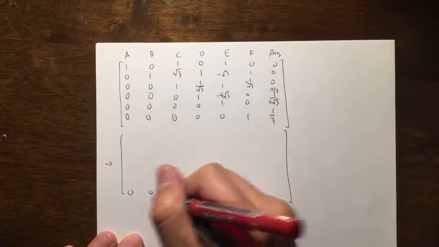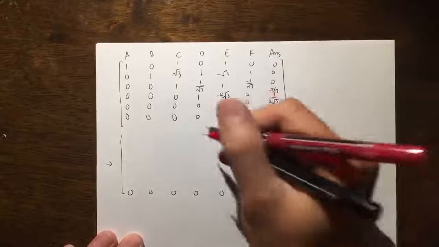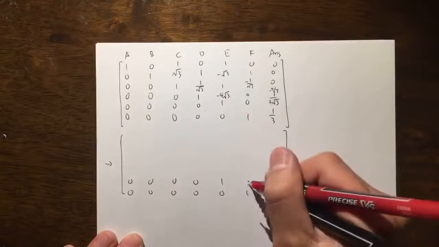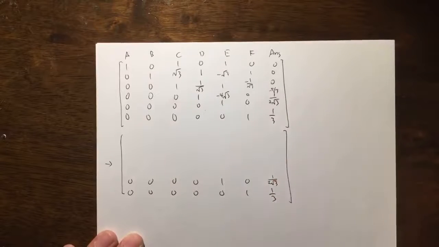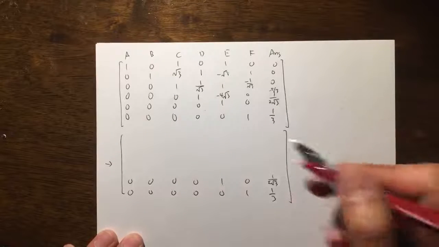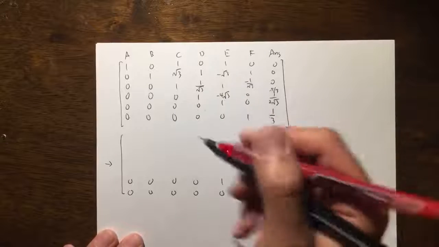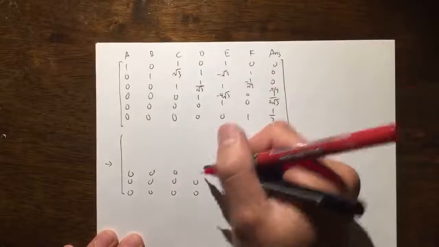So we have 0, 0, 0, 0, 0, 1, 1/3. And then this row is also okay: 0, 0, 0, 0, 1, 0, and this is 1 over 2 square root of 3. That's okay. This row, this is 0 already, so that's good. But in the meantime, let's also make this equal to 0, yeah? So let's see. This is 0, 0, 0, and then 1.